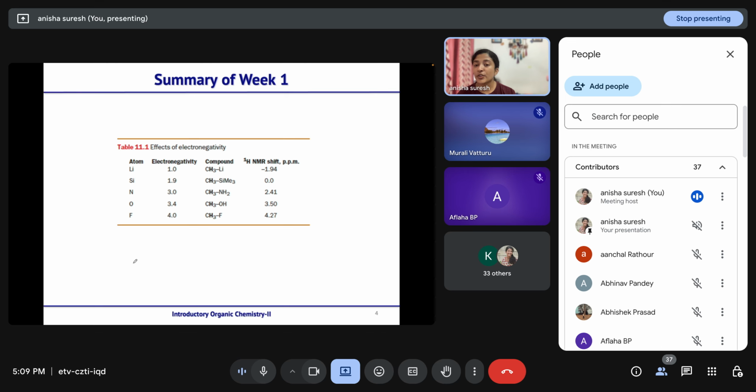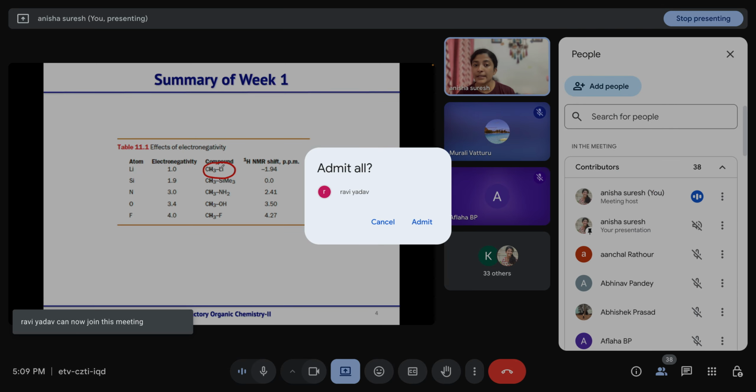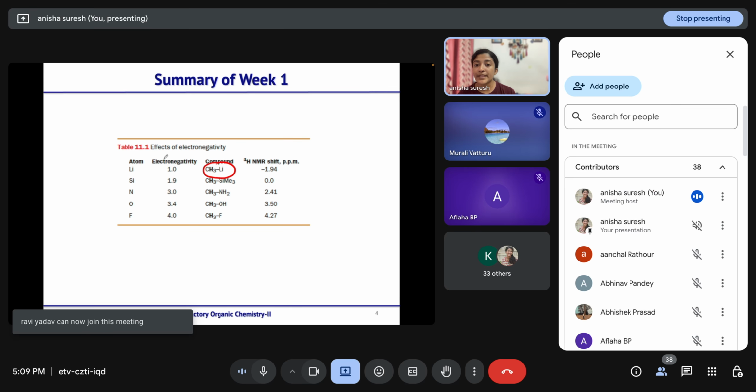And the effects of electronegativity were also discussed in the lecture. If this is the compound, CH3Li, where Li is a less electronegative atom, the electronegativity of lithium is around 1. So the proton NMR shift is coming around minus 1.94 ppm. As we have seen in the case of tetramethylsilane, the electronegativity of silicon is 1.9, and hence we have chosen it as a standard where it is coming around 0 ppm.